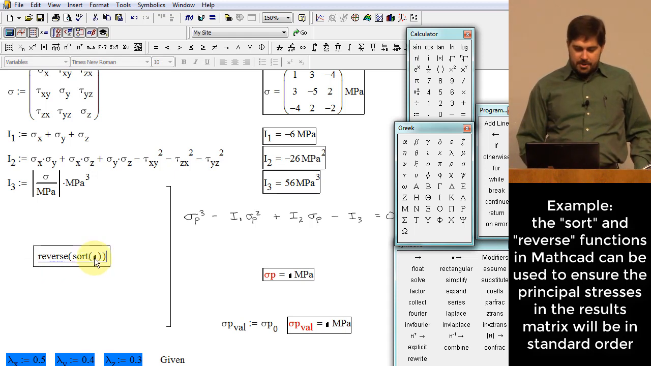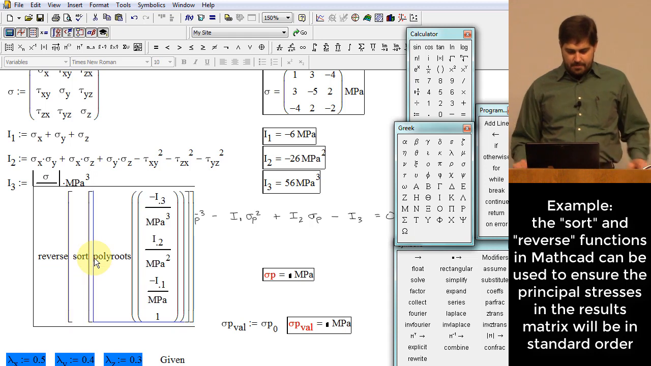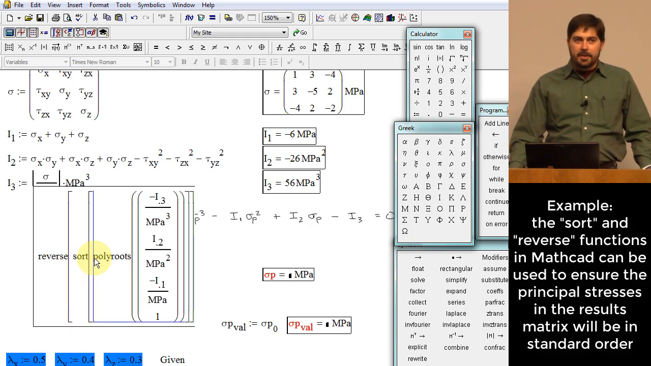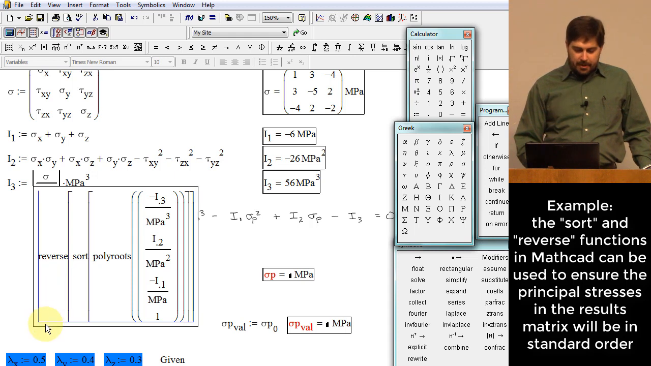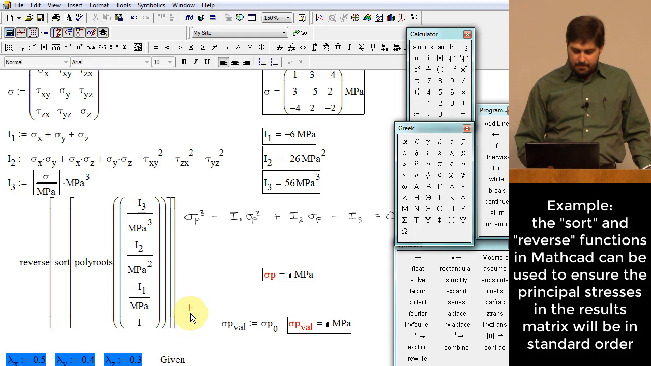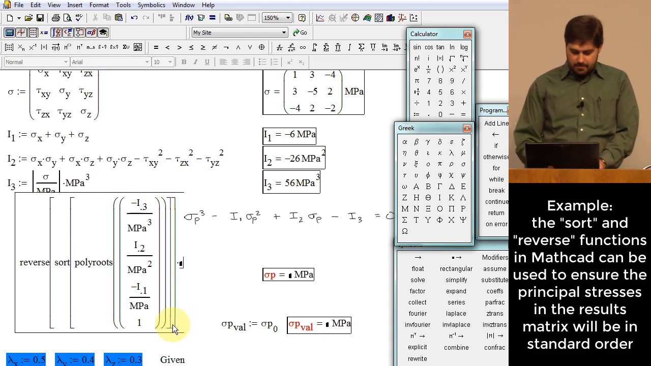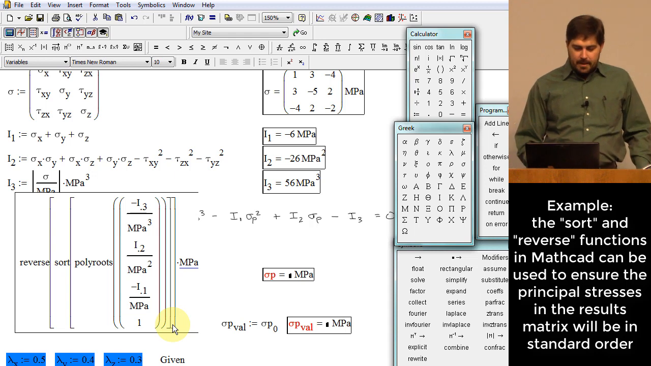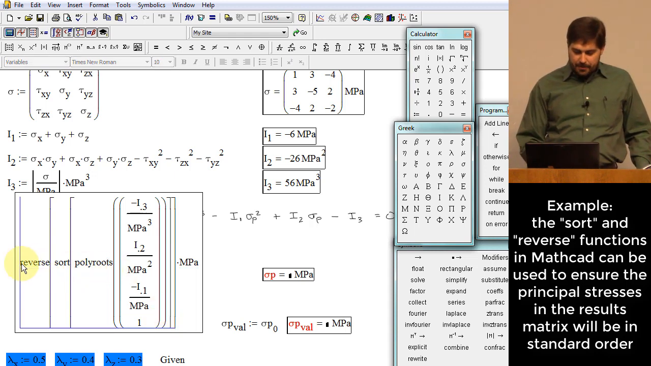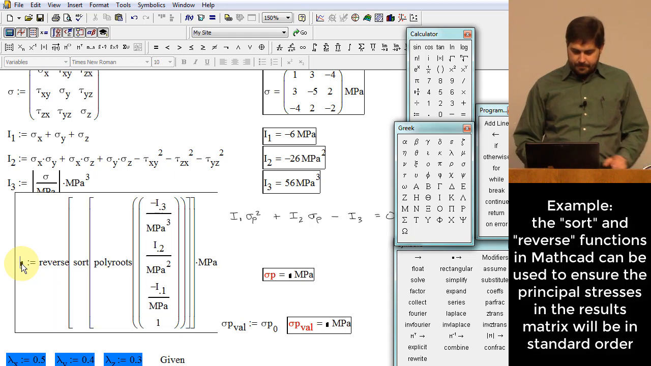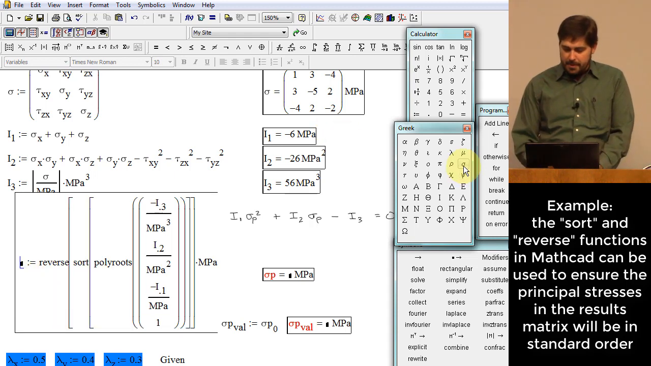So now I can just paste in here what I had from my polyroots, right? And then I should probably do one other thing. What else do you think I should do for this? I should put my units back, right? And then maybe one other thing as well. Why don't I store this into another variable? I'm going to store it into sigma p.